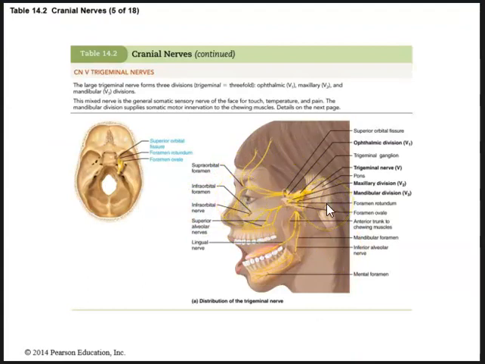So again, we have the three divisions: V1, which is ophthalmic, V2, which is maxillary, and V3, which is the mandibular division of the trigeminal nerve. It is a mixed nerve that has both sensory and motor functions. The general somatic sensory nerve of the face, specifically for touch, temperature, and pain. And again, we know the mandibular division supplies motor innervation to the muscles of mastication.